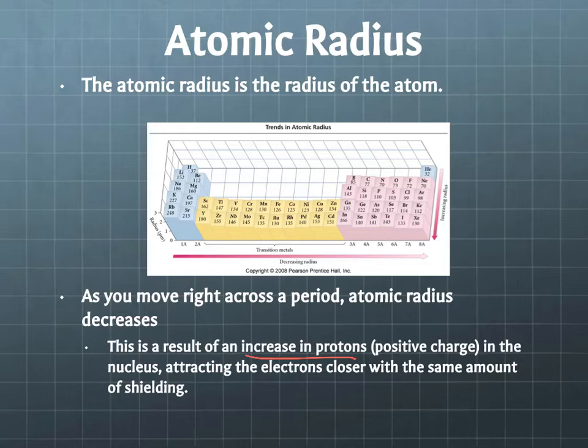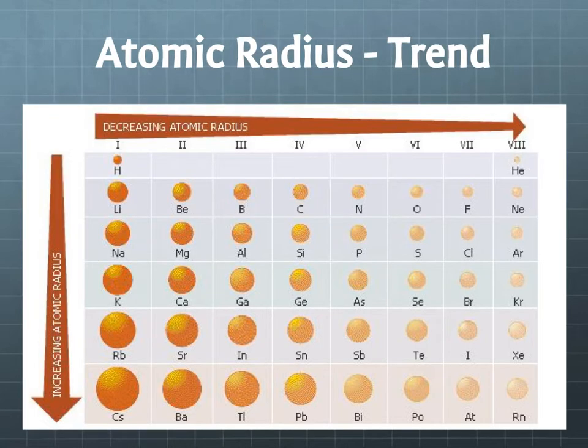So our largest atoms are going to be the ones with a lot of energy levels, and they're going to be the ones with the fewest protons. Our smallest atoms are going to be the ones with the most protons and the fewest energy levels. So our trend here has fluorine being the smallest and francium being the largest. So here's that trend again.